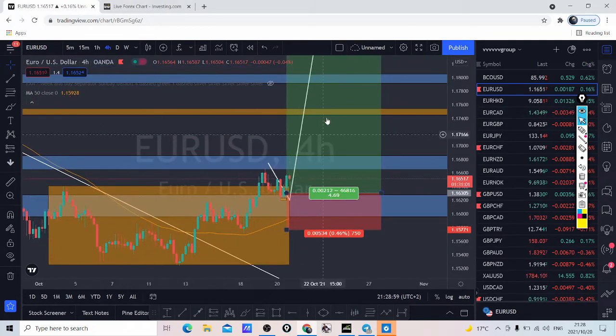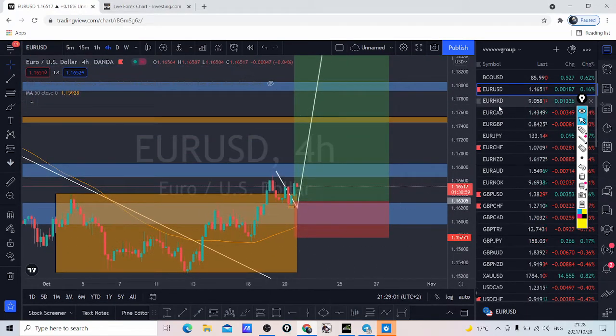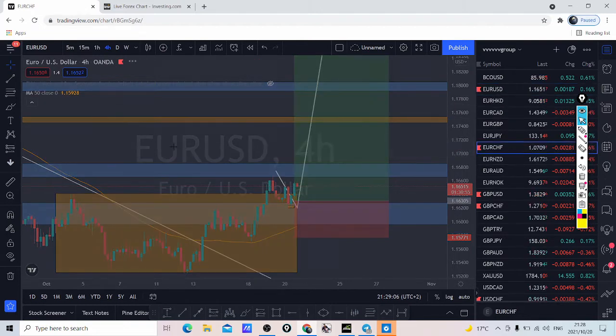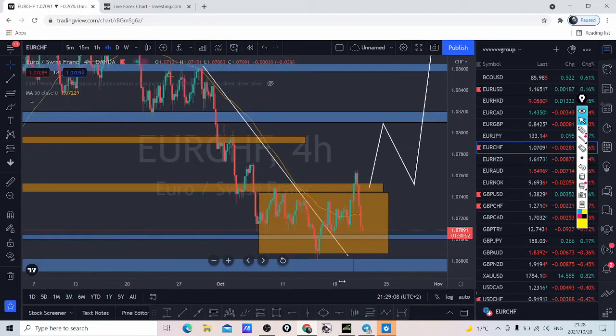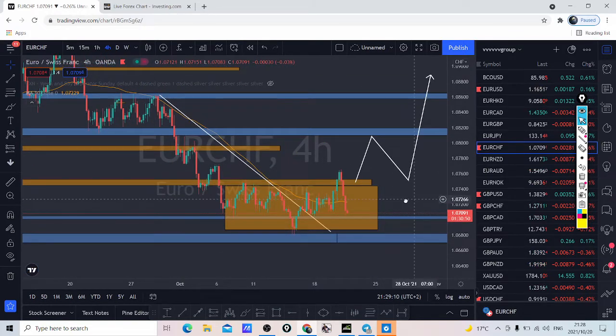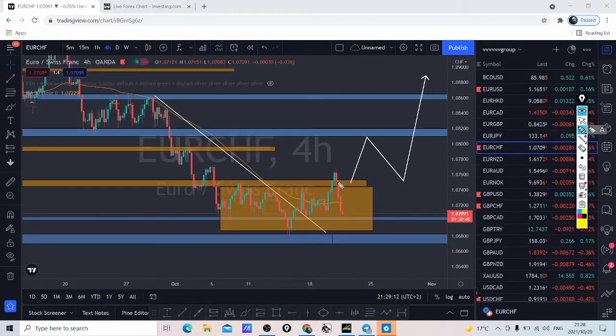So now we are up already. The signal was given also. I'm going to show you all of the trades that I've given out. This one I didn't get a clear break. As I was saying, let's wait for a clear break, pullback, and then a buy. So here, remember, this is euro versus the Swiss franc.